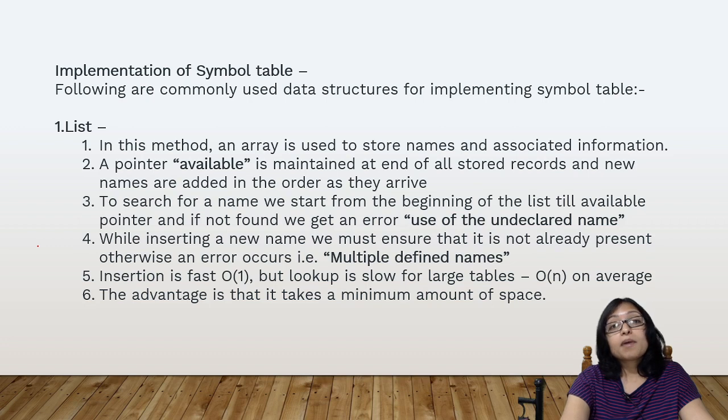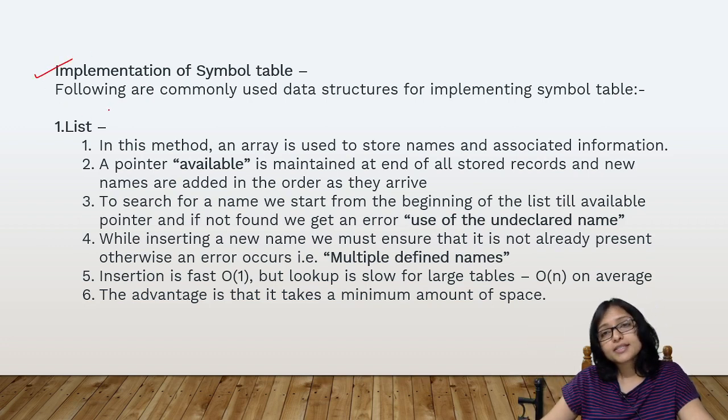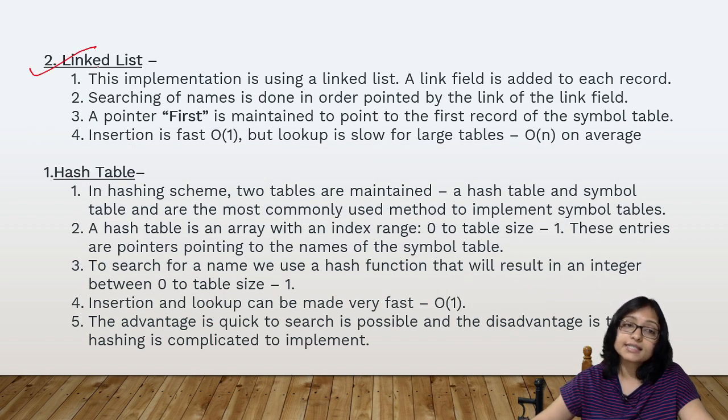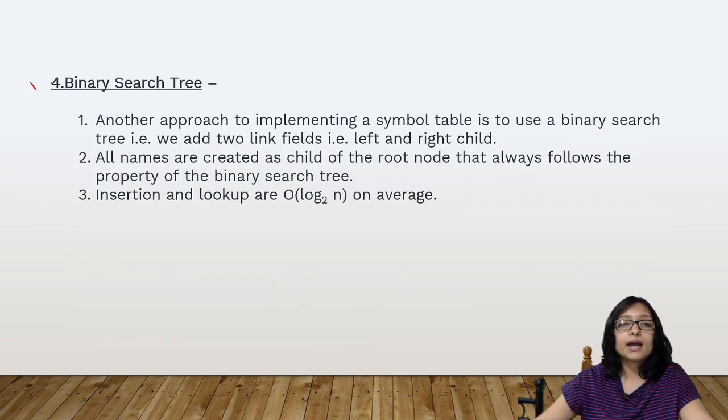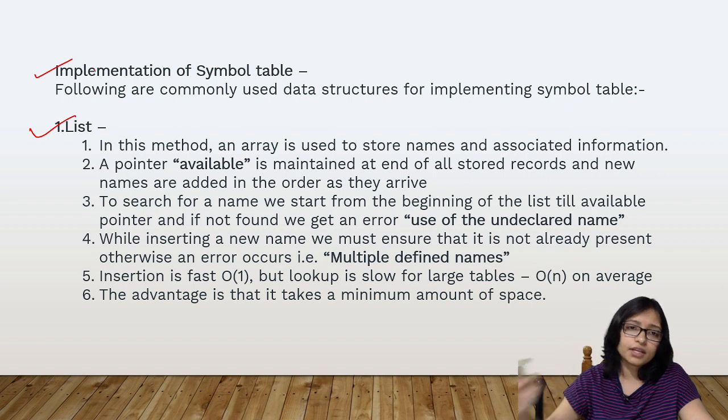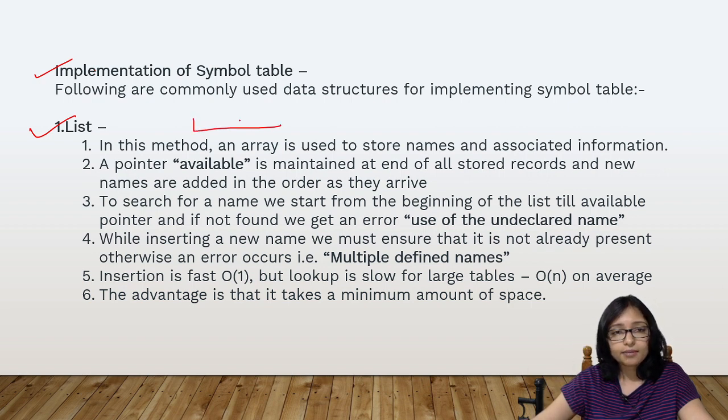Now the next part is the implementation of the symbol table. How to implement the symbol table? The symbol table is implemented using a list or linked list, a hash table, or a binary search tree. There are 4 types of representation. In these 4 types of representation, there is something you have to remember very carefully. It is using the array method.